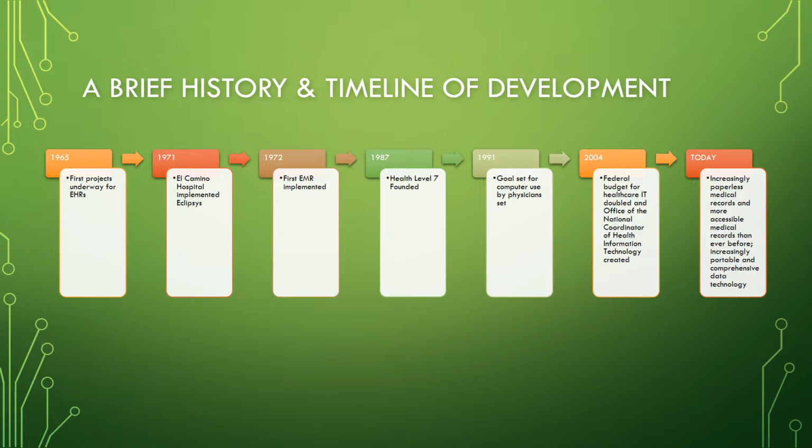El Camino Hospital in Mountain View, California, implemented Eclipsys in 1971, which was created by the Lockheed Corporation. Eclipsys is now an integral part of Allscripts, which is a company that provides doctors, hospitals, and other providers of healthcare with electronic health record technology and practice management. Also, in 1972, the Regenstrief Institute in Indianapolis implemented the first electronic medical record as seen today. Unfortunately, it was so expensive that the electronic medical record system did not spread among physicians and was only used by government hospitals.